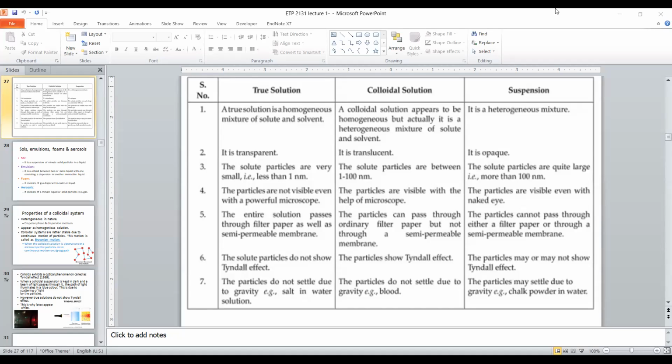Okay. So do I need to explain everything here? Usually in a true solution, the particles are non-separable, so not visible. But in the colloidal system, if you use a microscope, you can see the particles and suspensions. Certain suspensions, you can even see it from your naked eye.